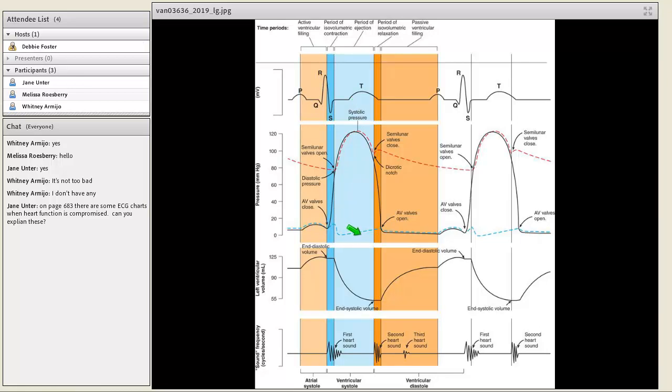Yeah, just a second, Jane. No, like I said, systole and diastole. As far as the ECG charts where heart function is compromised, figure 20.17 gives you some examples of how you can use an ECG to find out that there are problems in the heart. I'm not an ECG technician, and a lot of these have to do with the type of lead and so forth that you have.